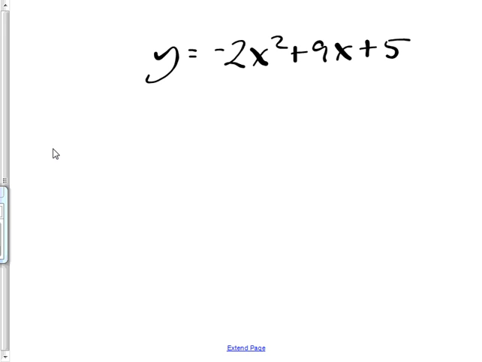Okay, so I'll give you a moment. Go ahead and make a sketch. And then I'll tell you how you could have made it more accurate in just a moment. I'll pause while you work on that.